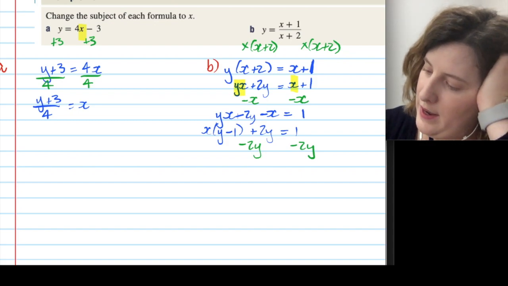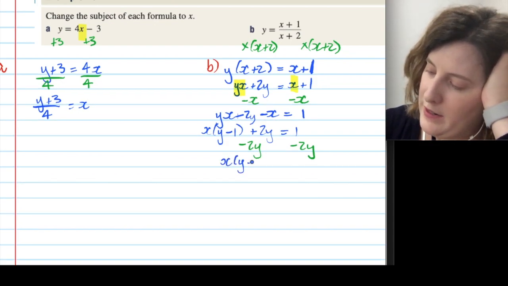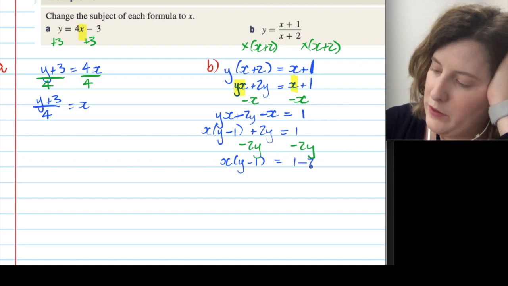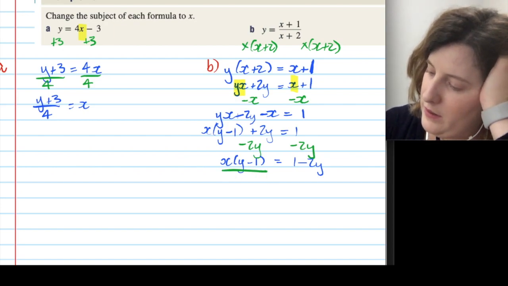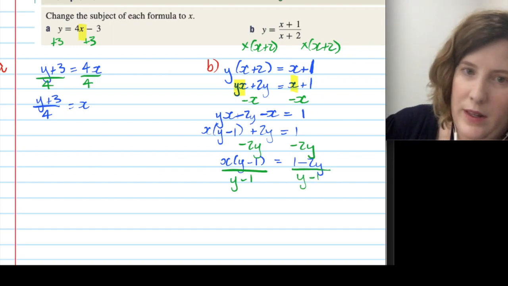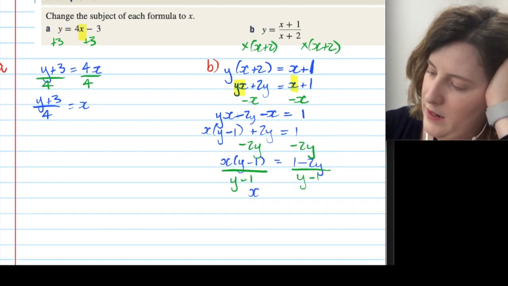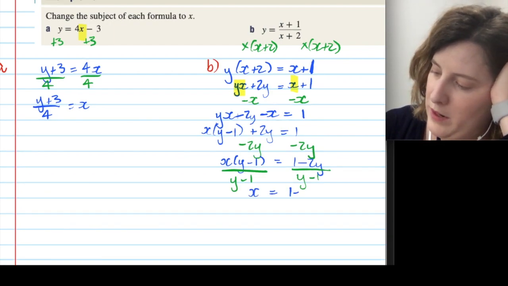So I've got my x outside of y take 1 equals 1 minus 2y. I now want to get rid of this y take 1. This x was multiplied by this a lot, so I'm going to divide both sides. And now they cancel out. I've got x equals, and I've got 1 minus 2y on y minus 1.